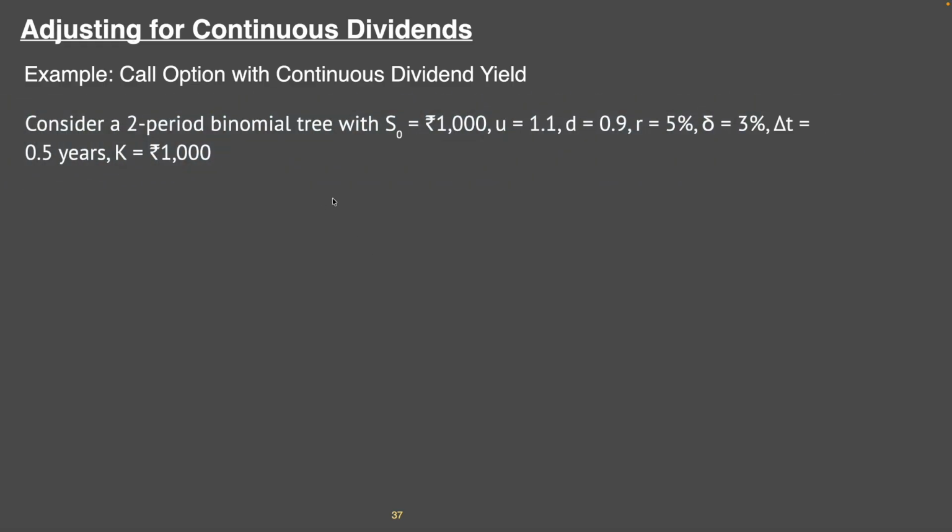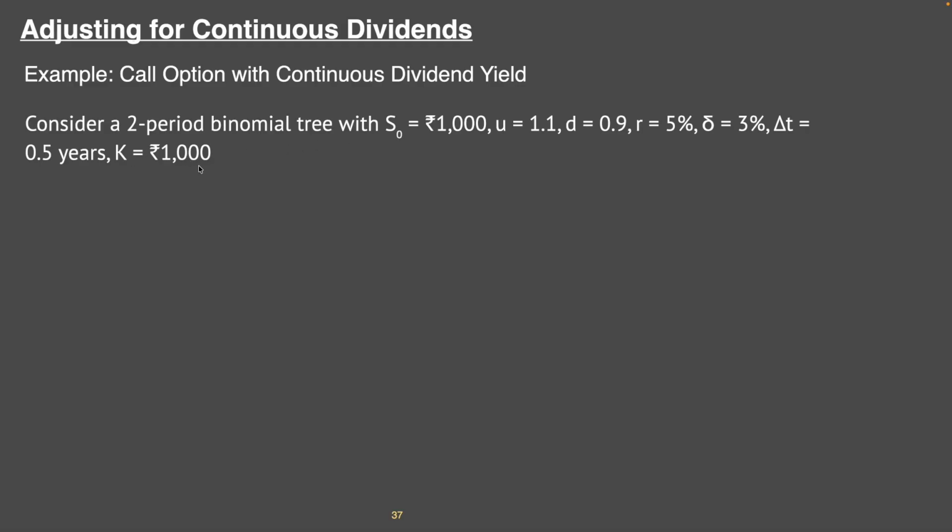Let us take a small example to understand how this formula works. If we consider a two-period binomial tree with the initial stock price as 1000 and the up move as 1.1, down move as 0.9, risk-free interest rate as 5%, and delta, that is the dividend yield, as 3%, and the discrete time step as 0.5 years. And what is K? K is the strike price. So here S0 and K are the same.